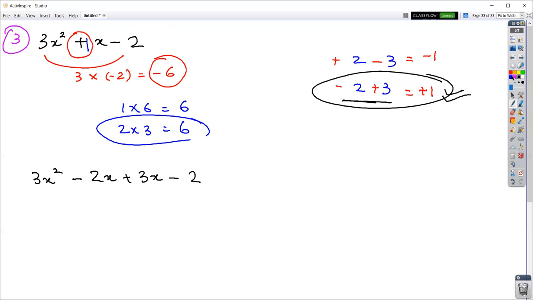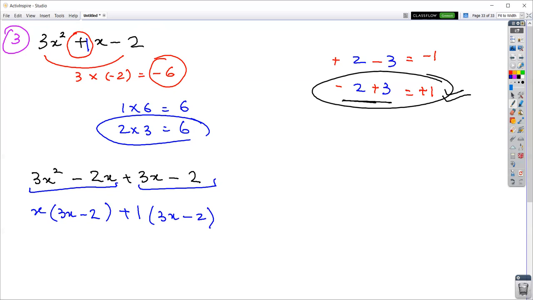Once we split the middle term into the two terms, we're going to make a pair from the first two terms, and another pair from the last two terms. We're going to factorize the first two terms. We can't take any number as a factor, but we can take x as a factor outside the bracket. So what we would have inside the bracket is 3x minus 2. We have plus here, and because we can't take any number or variable as a factor from the next two terms, we're going to write down 1 here. And the bracket would be 3x minus 2.